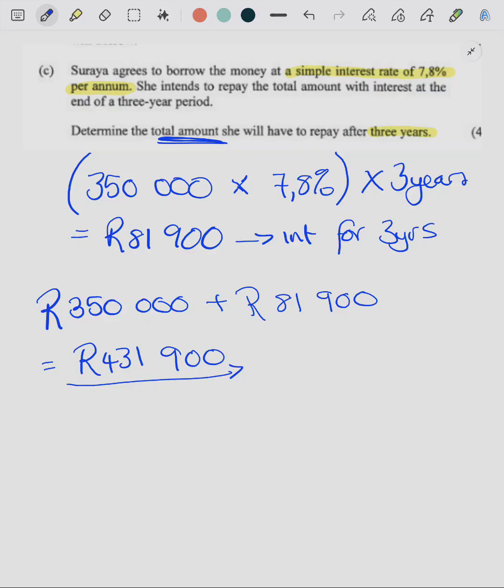Okay, and importantly, this is simple interest. If it was compound interest, it would be a completely different method to this. Okay, so that was the end of that 5.1 from this question. We'll go on to our next question.